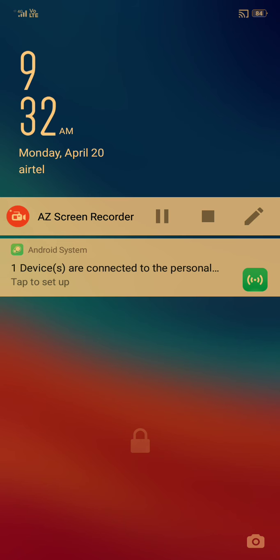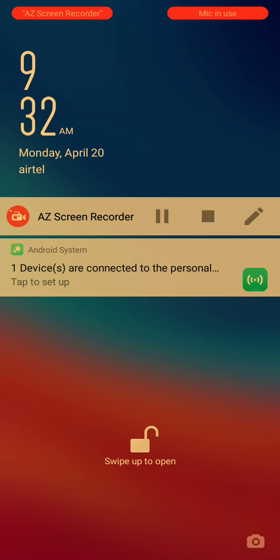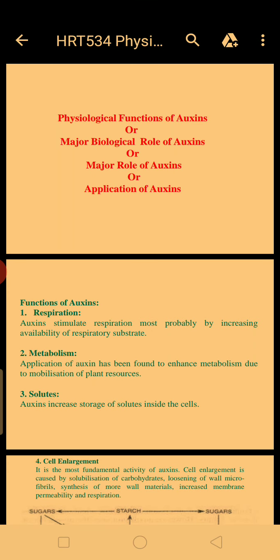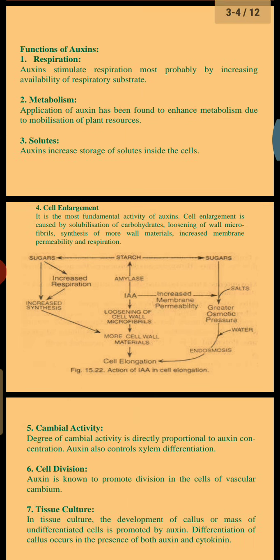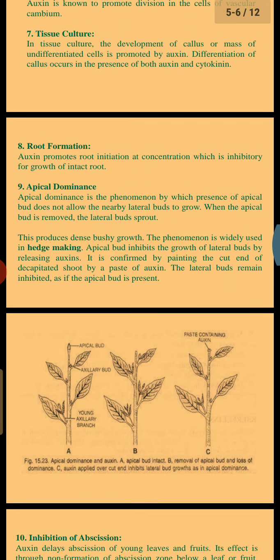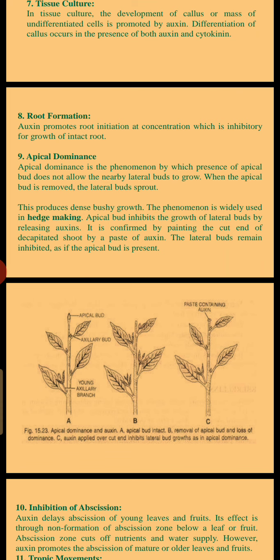Root formation I have already told you about. Come to the next point, the ninth point, apical dominance. I told you about apical dominance many times in the theory lecture. Come to the fifth slide. This is the main function of auxins. Come to the next slide, number 6.